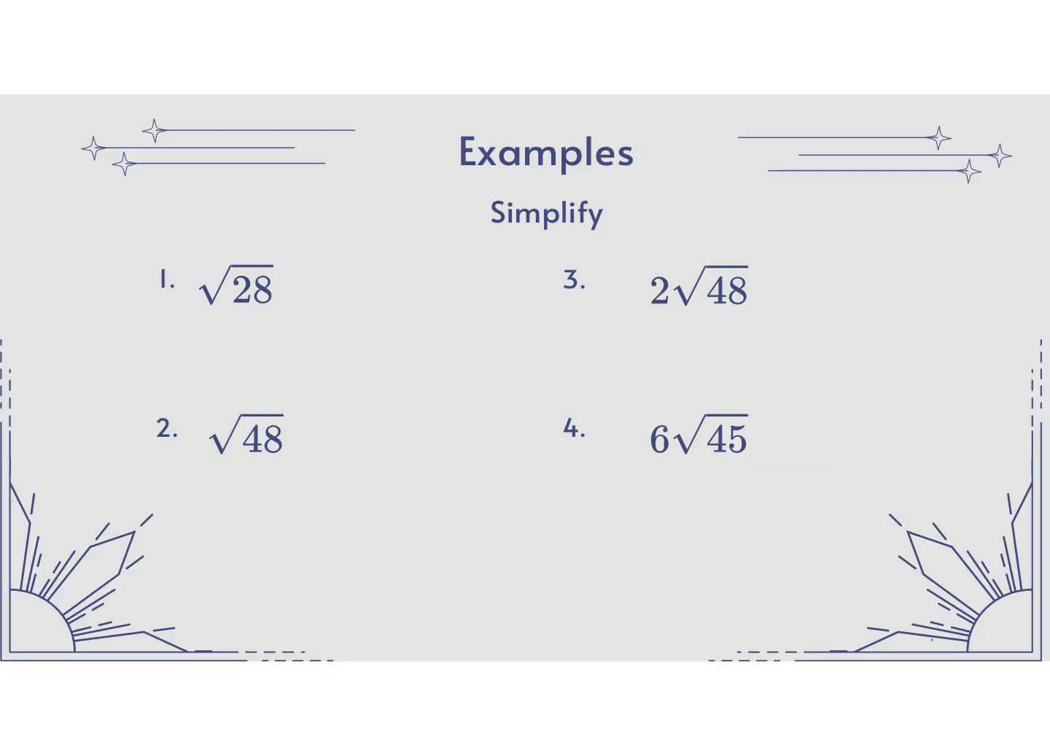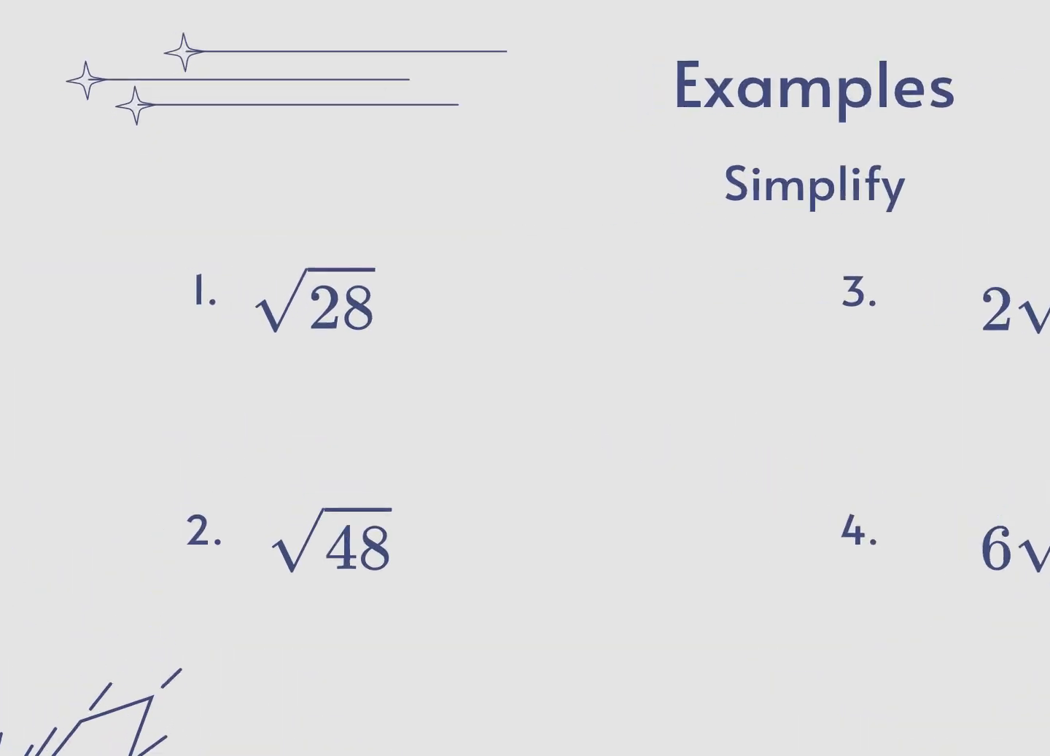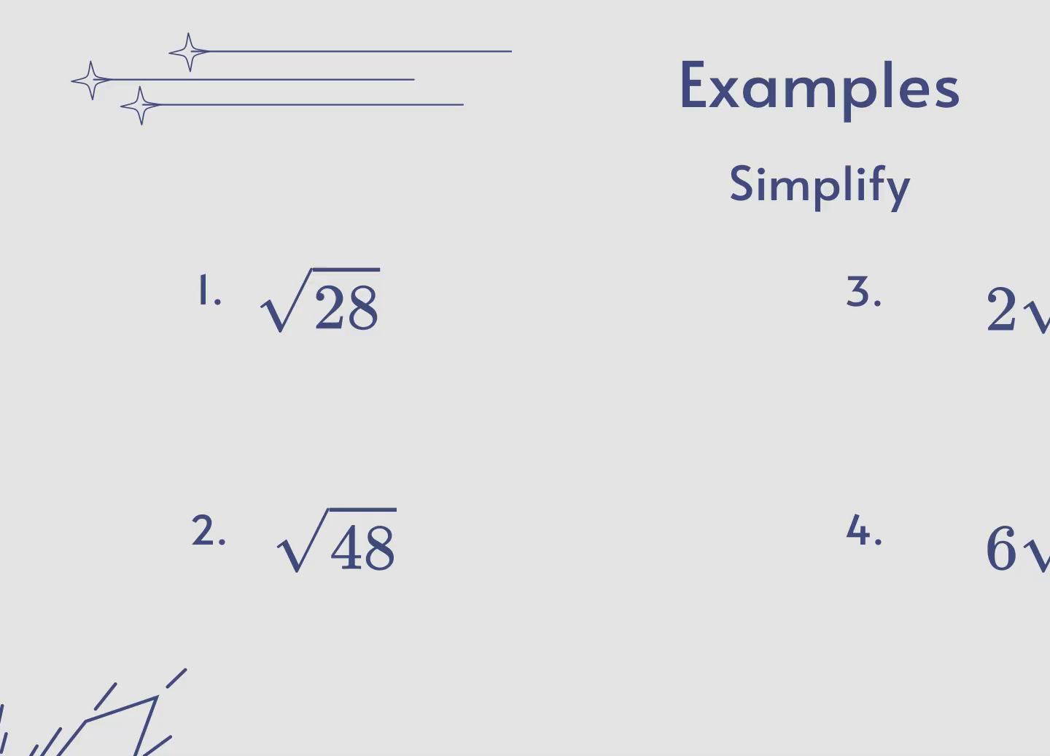All right, so I'm going to do some examples. We'll start with the first one, the square root of 28. Hopefully we can see that the square root of 28 is not a perfect square. There's no whole number that when you multiply by itself, you get 28. So we need to try to simplify it as much as we can. You can do it one of two ways. You can either do the factor tree or extract perfect roots.